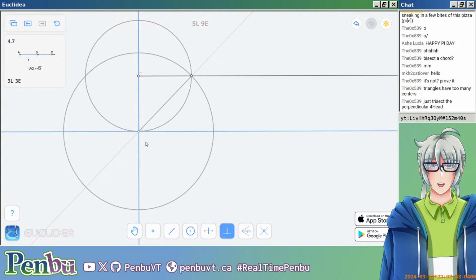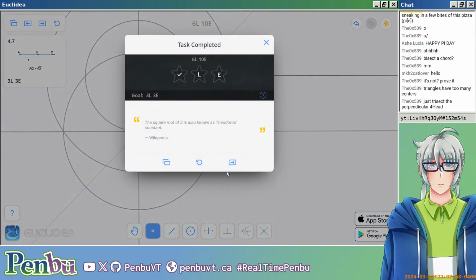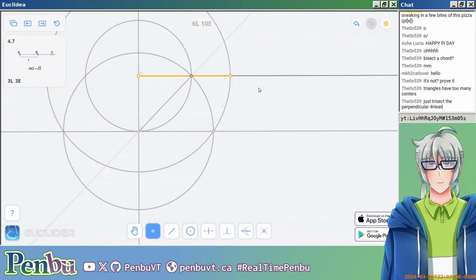So we draw a perpendicular one here. That means that this length here is the square root of 3. Which means we can draw a circle from here to here and draw a point here, and this is the square root of 3. Square root of 3 is also known as Theodorus constant.